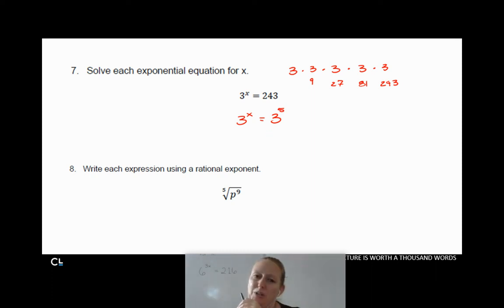Now that my bases match, my exponents should match too. And I can just drop off those bases and say, fine, x equals 5.